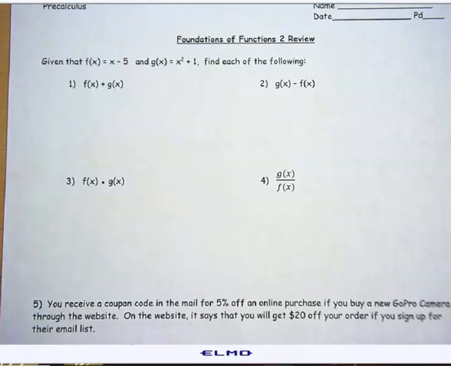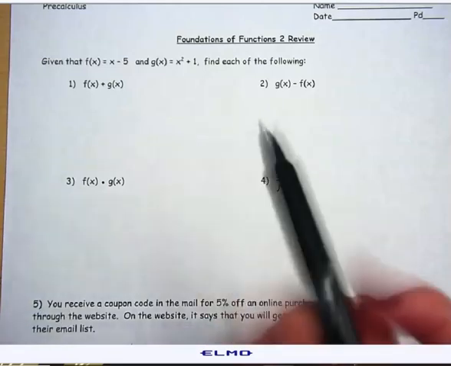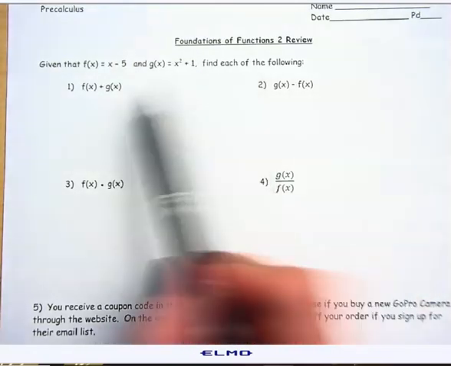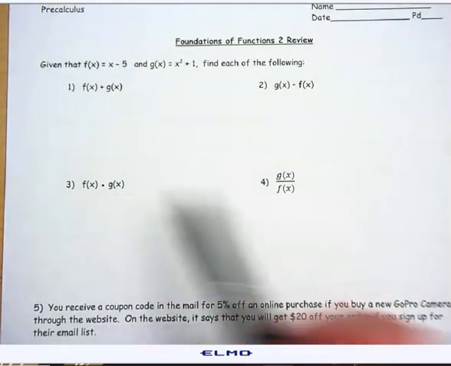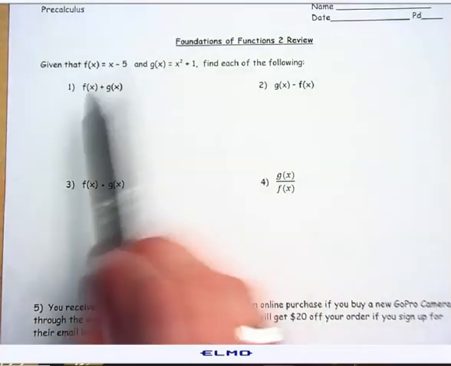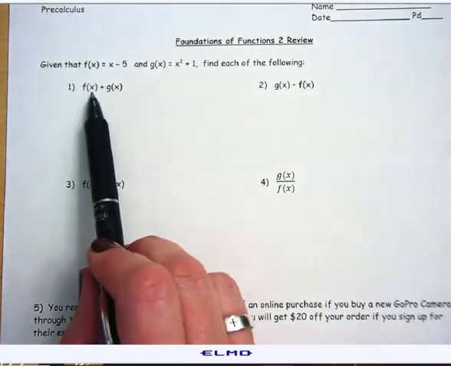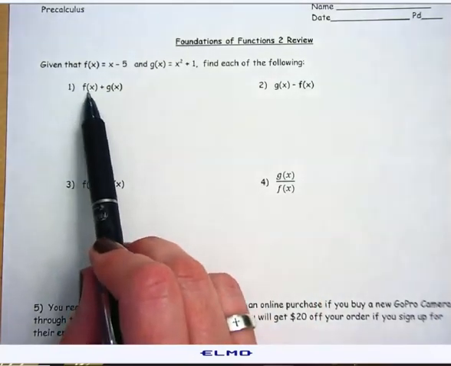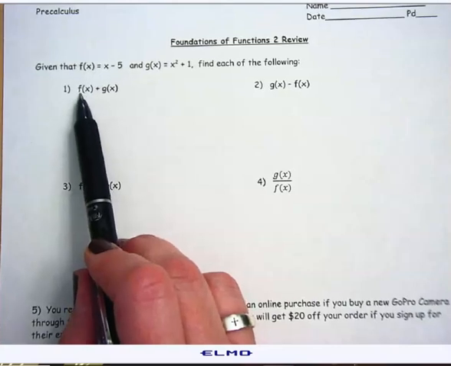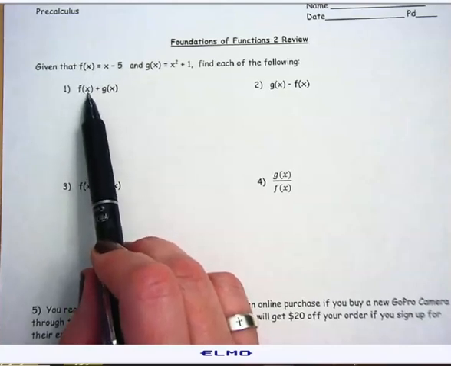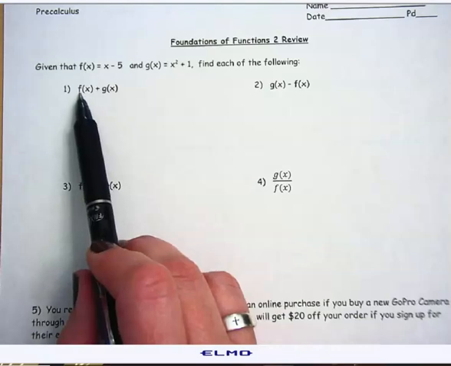Okay, here is our Unit 2 test review. In this first section, we are being asked to do operations on two given functions. Remember that when you see f parentheses x, it doesn't mean f times x. It means the function with the name f and the independent variable x, and we read this as f of x.